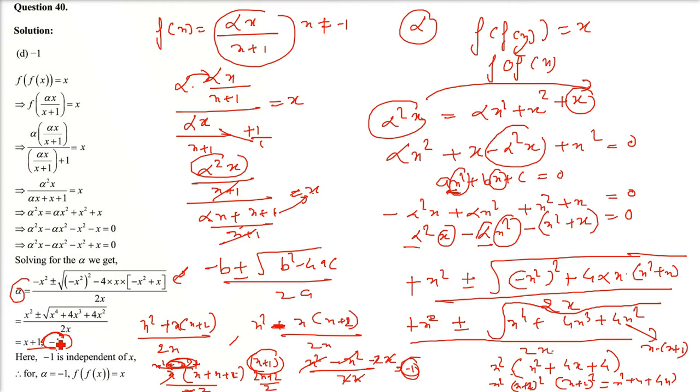So for the value of alpha, which is minus 1, f of f x equals x. As I said, if you said alpha equals x plus 1, it is already dependent on x. What is the value of x? We don't know. So we have to take an independent value, which is only possible negative 1 here. So alpha equals minus 1 is the answer.